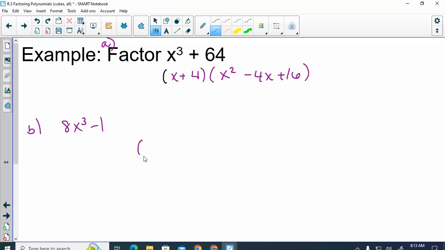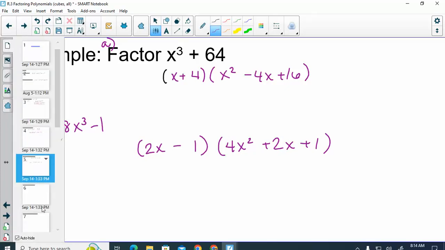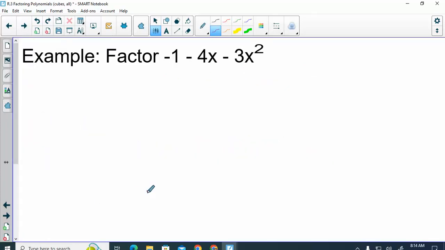Alright, this one, your A is 2x minus B is 1. You get 4x squared plus 2x plus 1. Good with those? Alright. Let's move on. What if I gave you this problem?